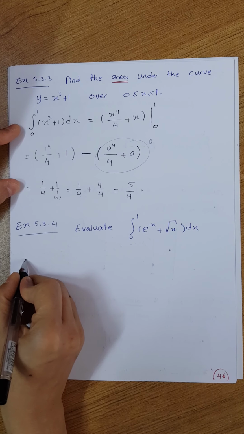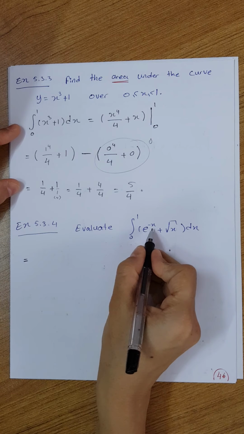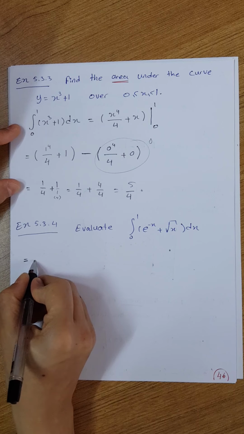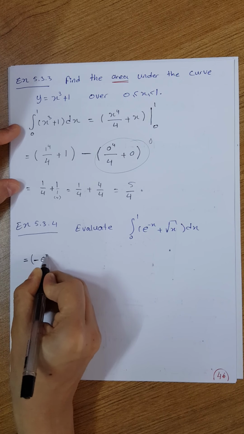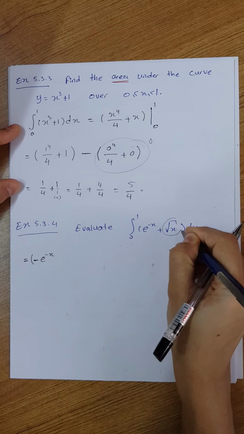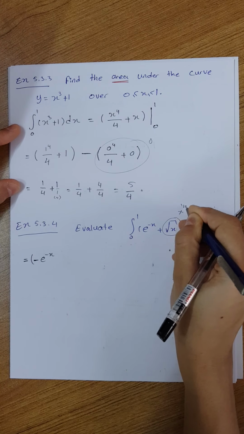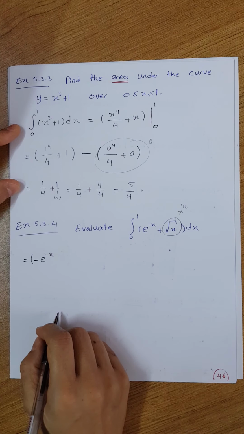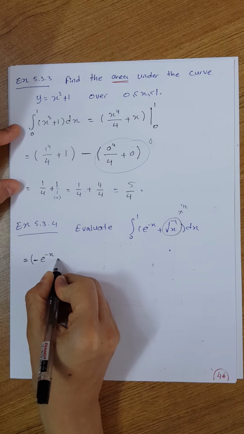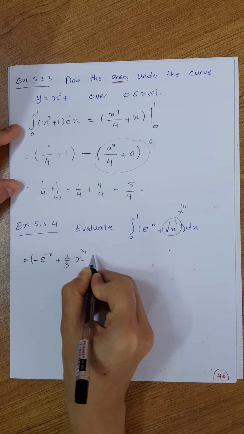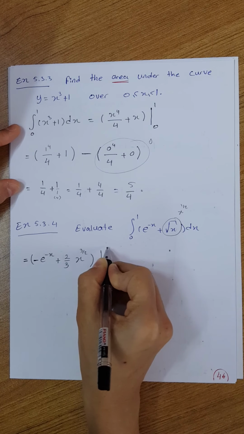If you look at this one, what is the integration of e to the power of minus x? We know that if you have e to the power of kx, the integration is 1 over k times that. So that will be minus e to the power of minus x. What is the integration of x to the power of 1 over 2? Since it is integration, the power will be increased by 1 and divided by the new power, so that will be plus 2 over 3 x to the power of 3 over 2, and the integration runs from 0 to 1.